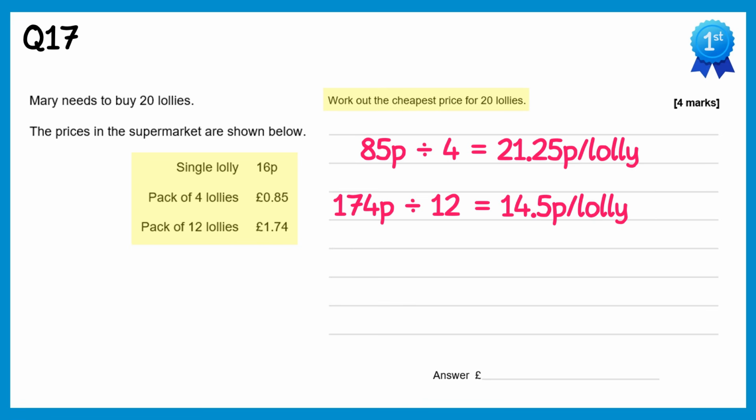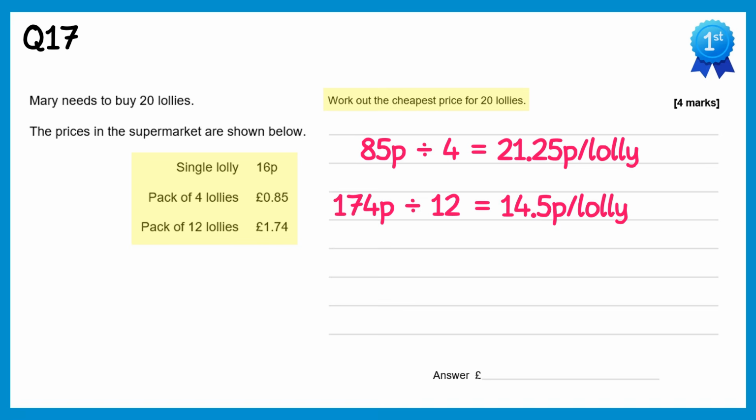So given the choice here, we want to go for the pack of 12 lollies because that's the cheapest per lolly, and then the single lollies, and we want to avoid the most expensive deal, which is the pack of 4 lollies. So remember, we're trying to buy 20. So we're going to go for the pack of 12 lollies, but we can only buy that once. If you bought it twice, you'd end up with 24 lollies, which is too many.